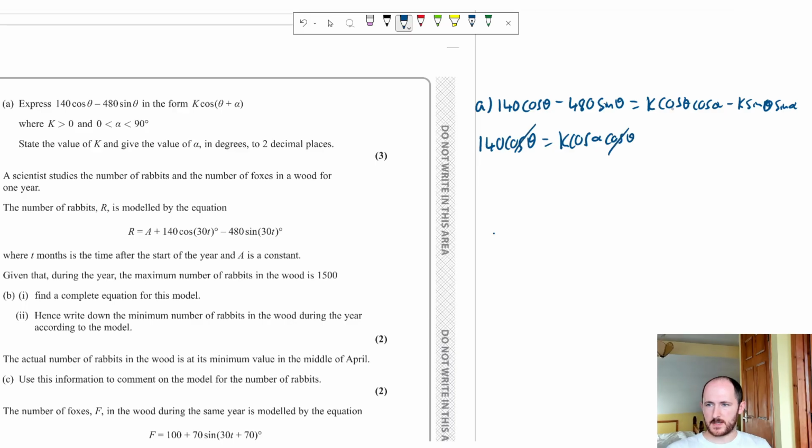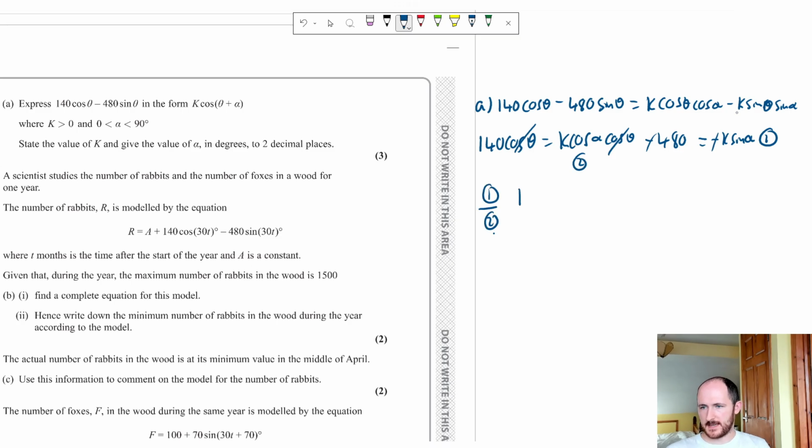So again, we can just compare the coefficients. And we can do the exact same thing with the sines. So we have minus 480. Everything in front of sine here is minus 480. Everything in front of sine here is minus k sine alpha. And then cross those two off. So we can work out the angle now by just dividing these two equations.